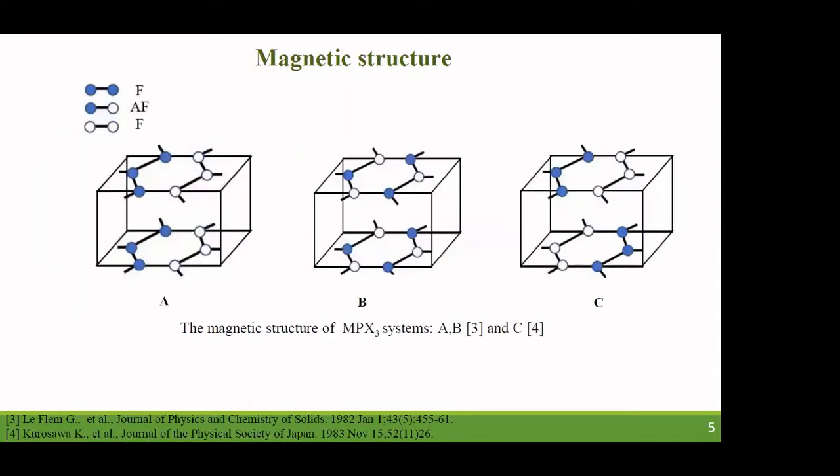To describe the magnetic structure, you can't use only one model. So you should use models A, B, and C. In model A, the magnetic ions are coupled to each other ferromagnetically, and between layers they are also coupled ferromagnetically. In model B, every magnetic ion is coupled antiferromagnetically to the others, and between layers they are coupled ferromagnetically. In model C, the magnetic ions are coupled as in model A, but between layers they are coupled antiferromagnetically.